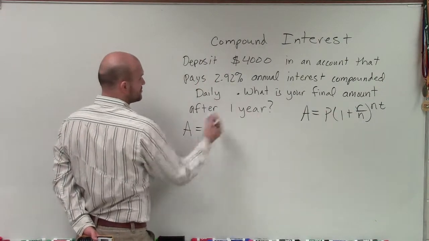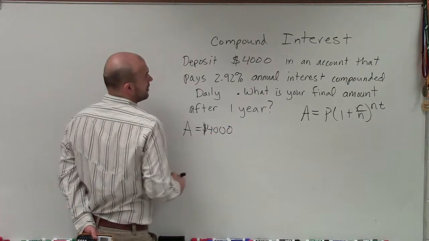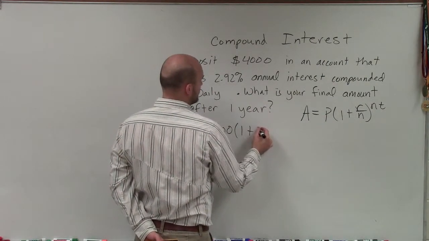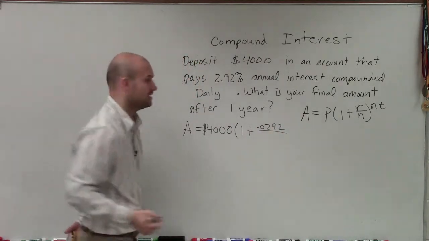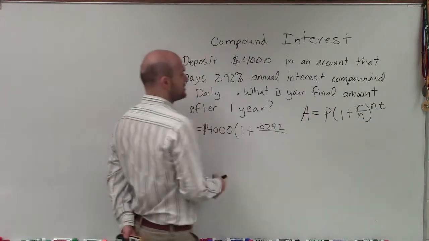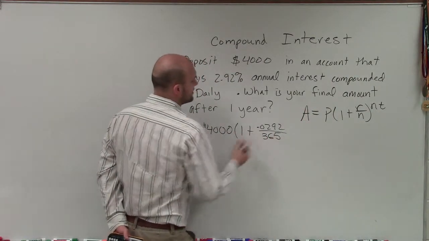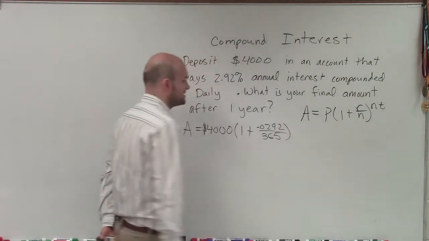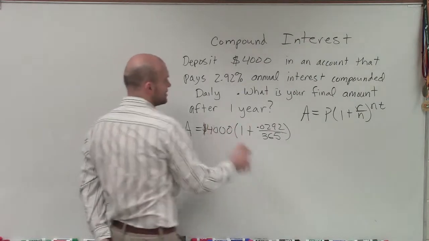Our initial deposit, which would be our principal, is $4,000. And that's going to be multiplied by 1 plus our rate, which is 0.0292. Notice how I wrote that in decimal form. N represents the number of times we compound. Since we're compounding this daily, there's 365 days in a year. I know we can deal with the leap year, but we'll just round to 365. And then you have 365 times 1 year.